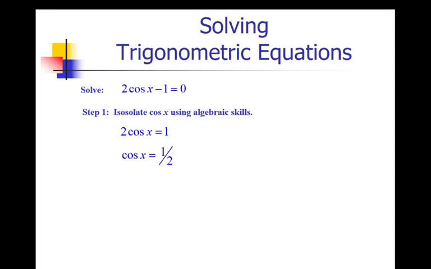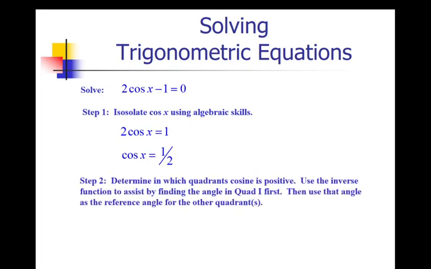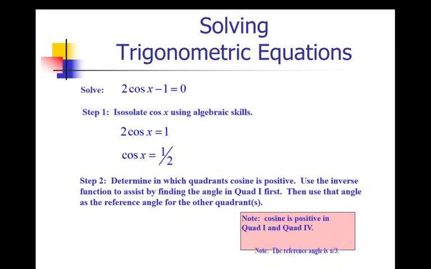Now this is where the unit circle in your trig comes in. We're trying to find the angles where cosine is 1/2. So determine which quadrants cosine is positive, then use the inverse function to assist by finding the angle in the first quadrant, and use that angle as the reference angle for the other quadrants. Cosine is positive in quadrants 1 and 4. The reference angle is pi over 3, or 60 degrees. So my solutions are pi over 3 and 5 pi over 3, because that's the pi over 3 in the first quadrant and the pi over 3 angle in the fourth quadrant. These are my two solutions for this function.